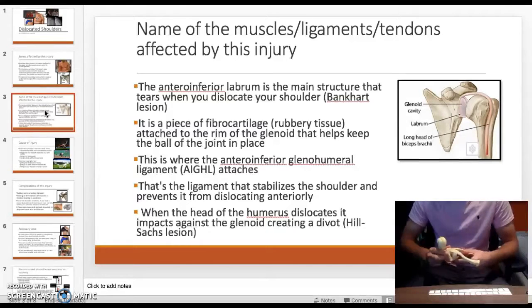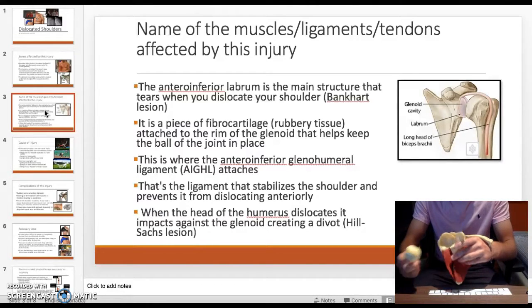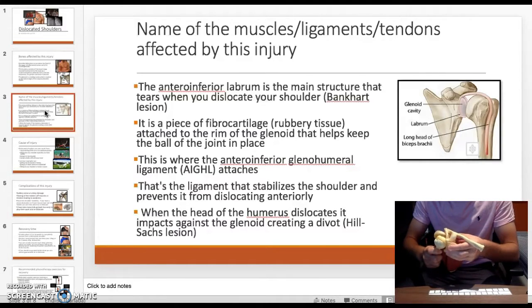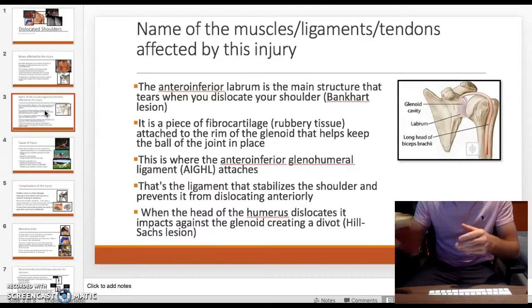And when the head of the humerus dislocates, it impacts the glenoid, creating a divot. So when you dislocate it, it pops out, and then this end of the glenoid keeps hitting the head of the humerus and creates a divot, which makes some surgeries difficult.